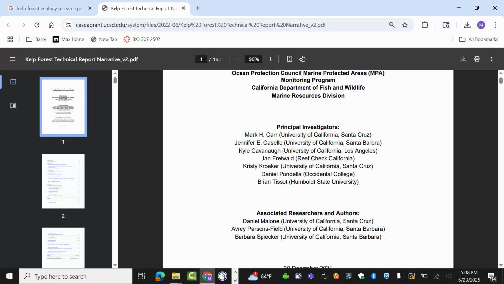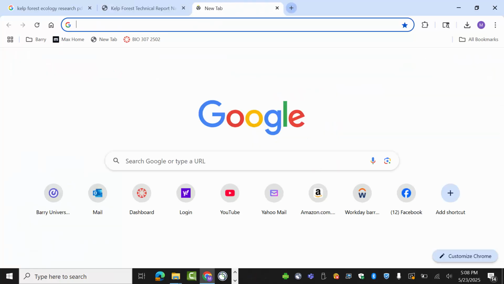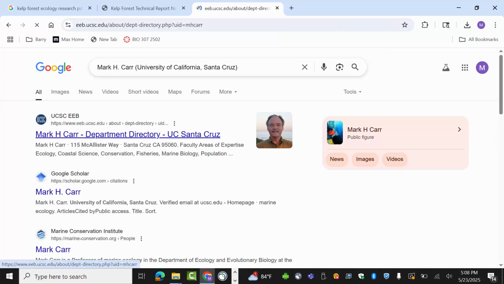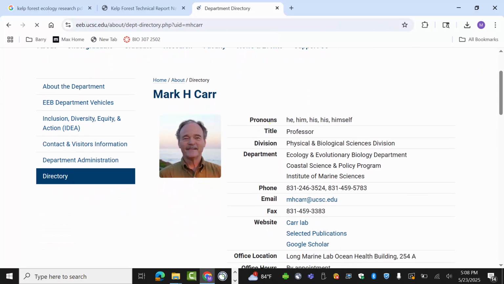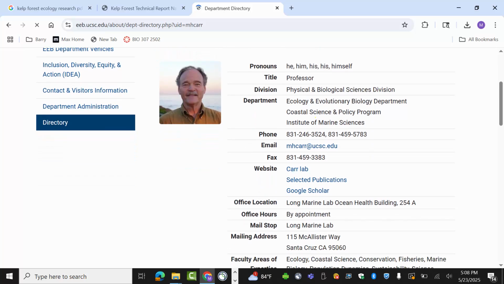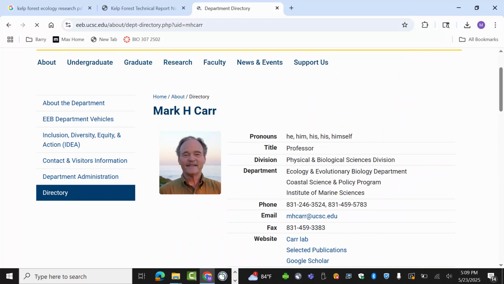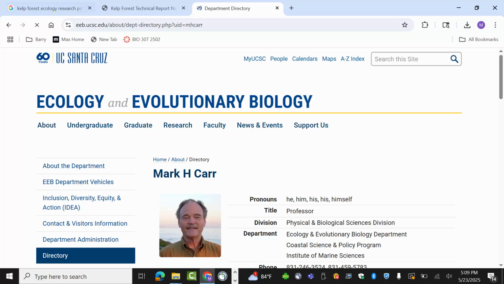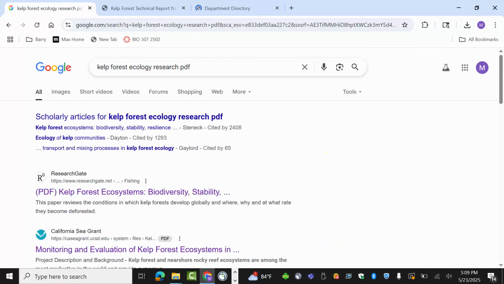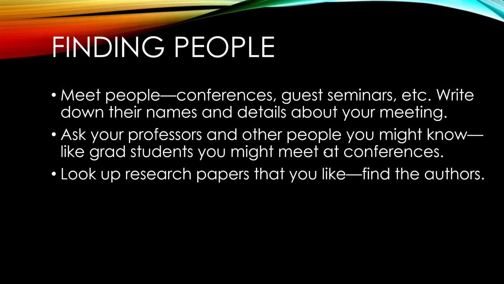All right, this one, Reef Check California, sounds like it's an NGO. Not what you're going to be interested in, but that's beside the point. So let's see here. Mark Carr, University of California, Santa Cruz. Boom. Mark Carr. Boom. Professor, Ecology and Evolution, Biology Department. And then there's some stuff here. Okay, so we found him. I'll come back to this. We'll leave that there. But that is one way in which you can find people: just look up the papers that you're interested in.